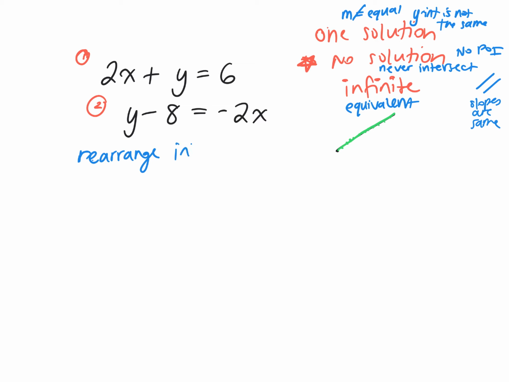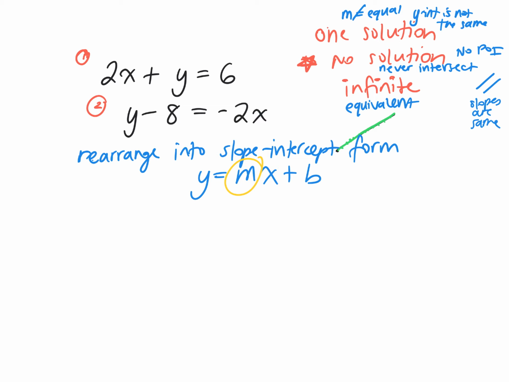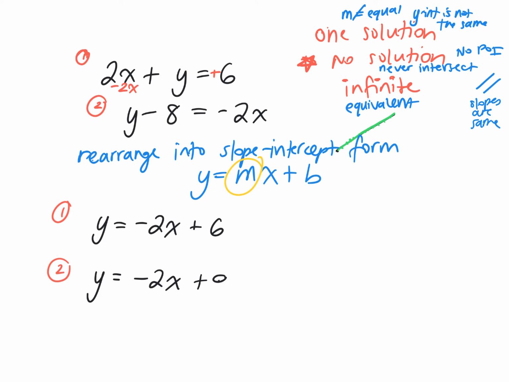Rearrange into slope-intercept form, which is y equals mx plus b, and then we're going to look at m, the coefficient of x, to tell us the answer. If I rearrange the first equation, it would be y equals what? What'd you get? Negative 2x plus 6, good, because we want to get rid of this 2x, and this stays positive. Then equation 2 is y equals negative 2x plus 8, good, because the slope is on the right side so it stays the same, and this minus 8 becomes positive 8. Perfect.